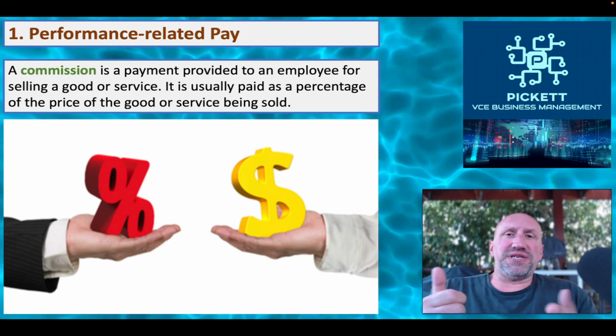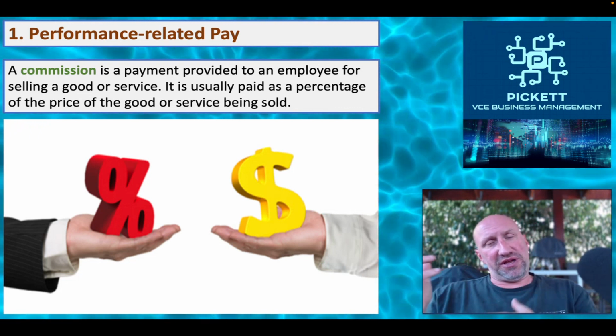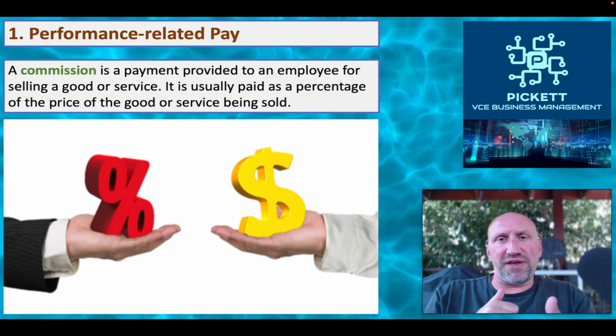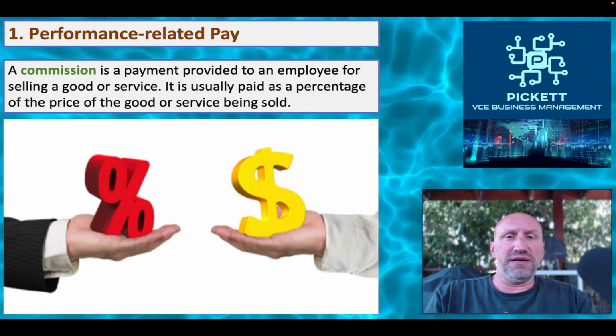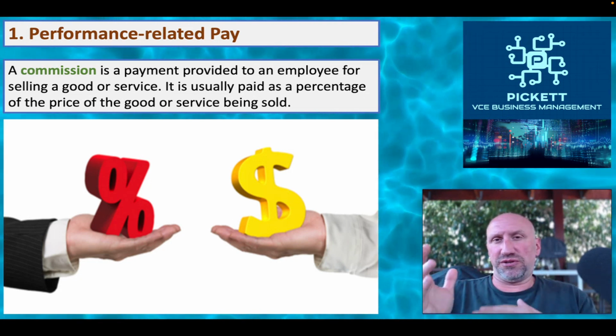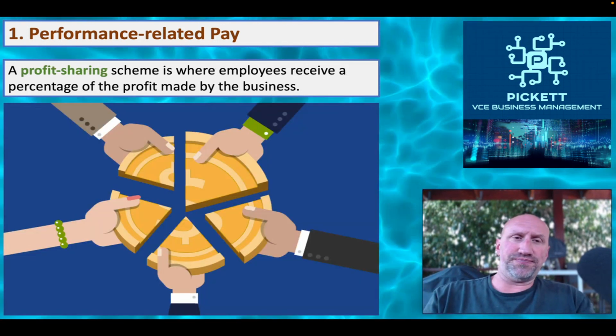So it'll be a percentage. So if you sell so many $1,000s worth of houses in a given month, you might get 1% of that or 2% of that or whatever the agreement is. Okay. So paid as a percentage of your sales is how that one is usually structured.